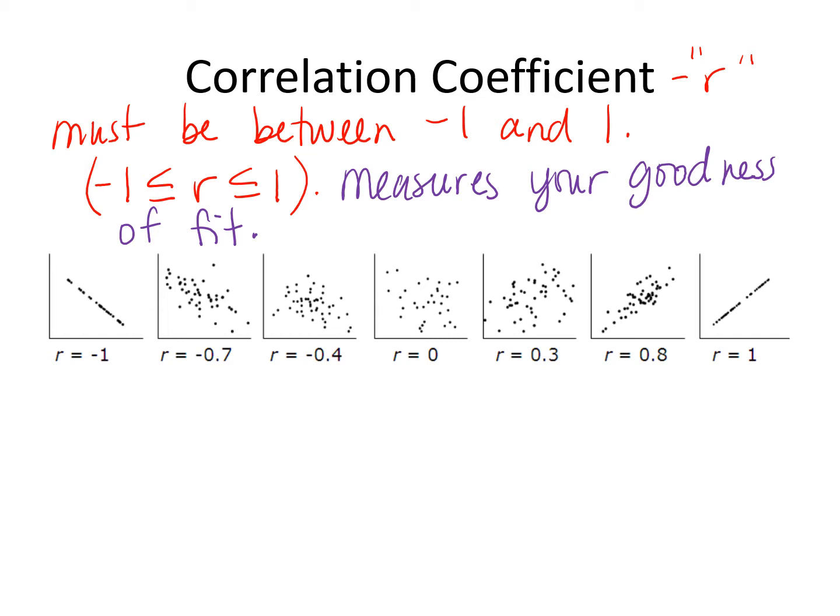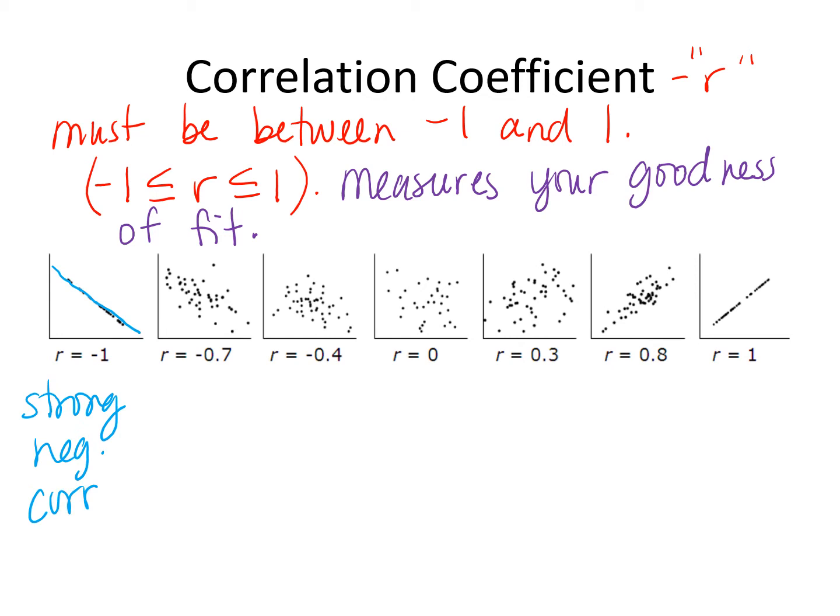So let's look at each of these. We'll start on the far left. If I tried to draw a line through those points, I end up with a line that has a negative slope. And pretty much the line goes through the majority, or actually all of the points, if I could draw a little bit better. So this would be an example of a strong negative correlation.